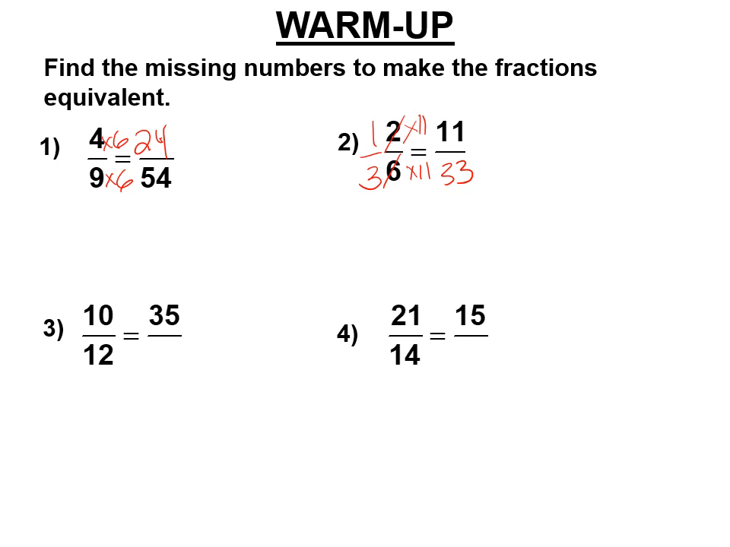10 times nothing makes 35, but we can simplify that to 5/6, divide both by 2. 5 times 7 is 35, and 6 times 7 is 42. 21, you think you might divide here, but we have to simplify first. Those are both divisible by 7. 21 divided by 7 is 3. So this is 3 halves. Now it's multiply. 3 times 5 is 15. 2 times 5 is 10, the missing number to make them equivalent.